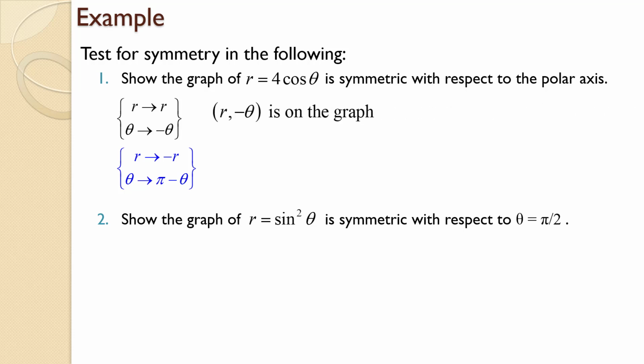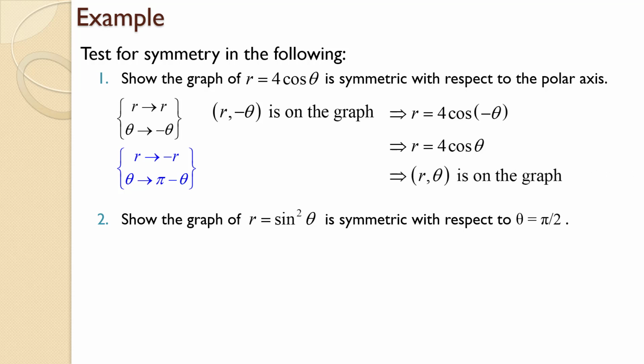The logic goes like this. We assume that (r, negative theta) is on the graph. Now, if that's true, that means that equation must be true. But if that's true, remember cosine's even, then that equation is true. But if that equation is true, then (r, theta) is on the graph. Also notice that these steps are reversible. So then if (r, theta) is on the graph, then (r, negative theta) is on the graph.